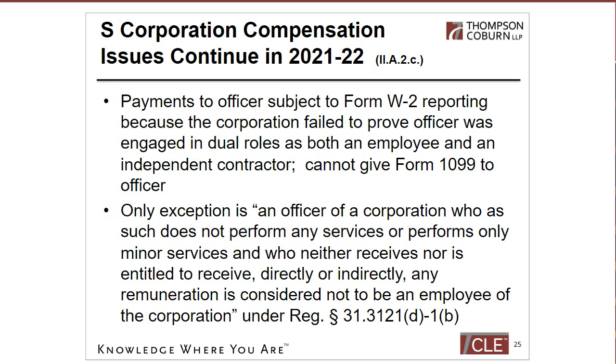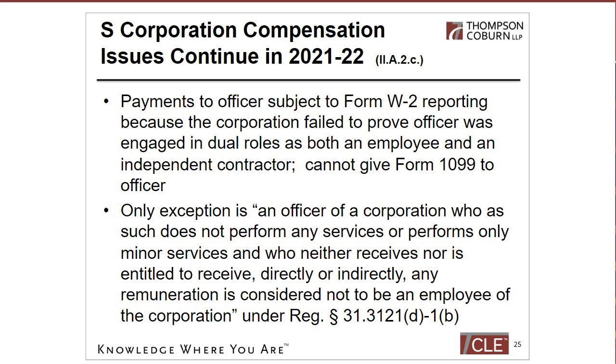So if you have an officer, they're working for the corporation, they've got to get paid on a W-2. Now, if they have services they're providing as an employee and as an independent contractor, the IRS is going to assume it's all as an employee. And you've got to document the dual roles and prove your case that there's a separate capacity going on. Otherwise, there's a case where the IRS went after them and the Tax Court said, yep, IRS, you win.